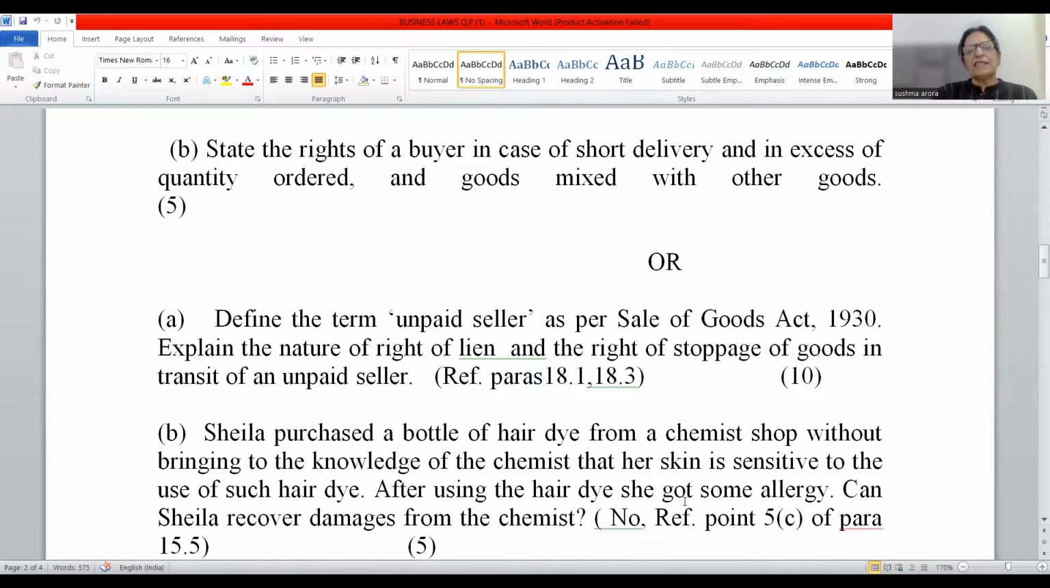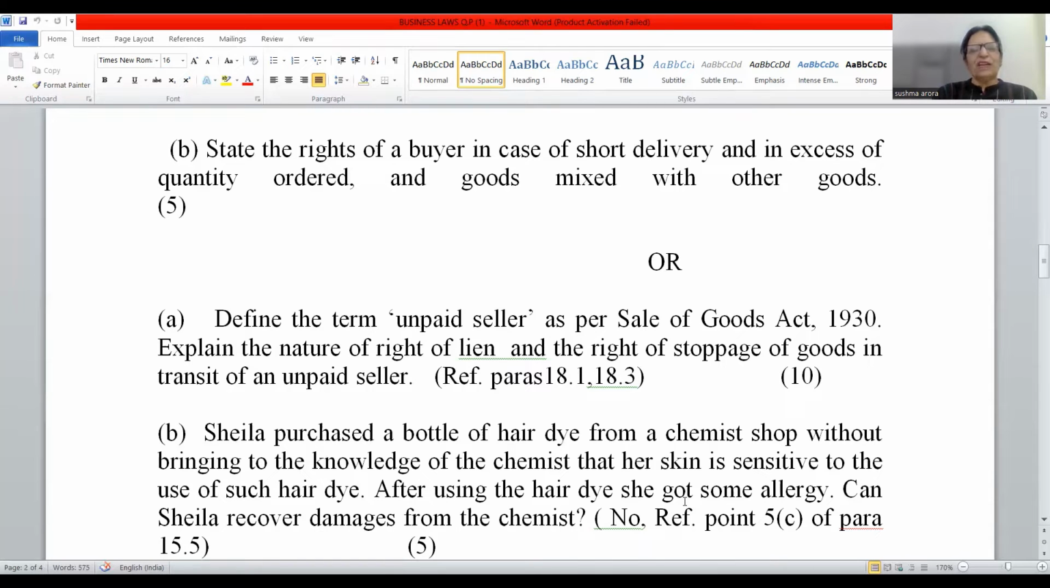Then starts the second right, which is known as the right of stoppage of goods in transit. That is, when the possession is with the middlemen, with the agent, with the railway authorities, shipping authorities, or air authorities, and then the seller has come to know that the buyer has become insolvent. Then the unpaid seller can exercise the right of stoppage of goods in transit.